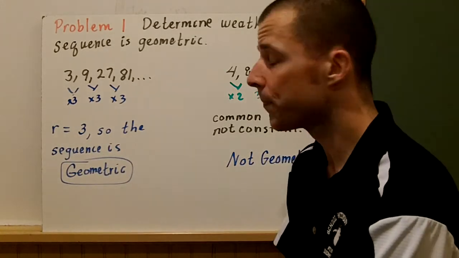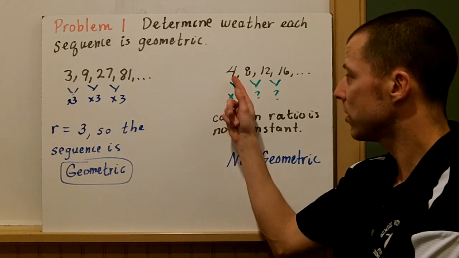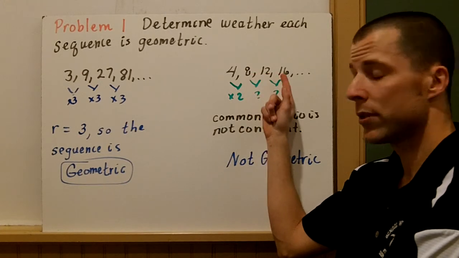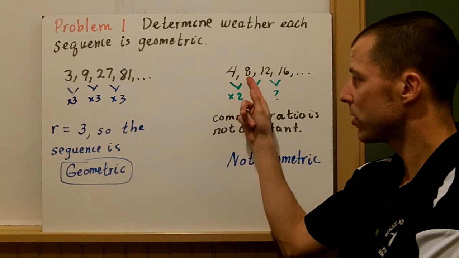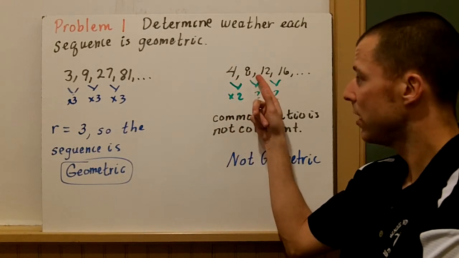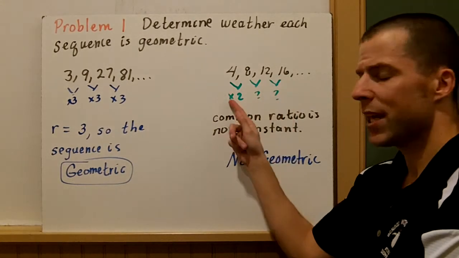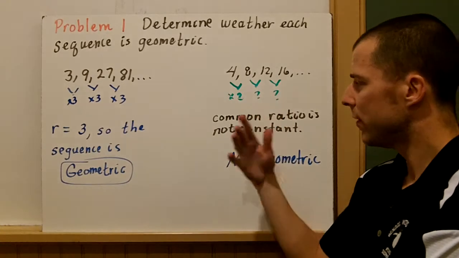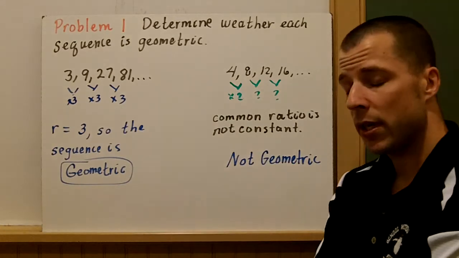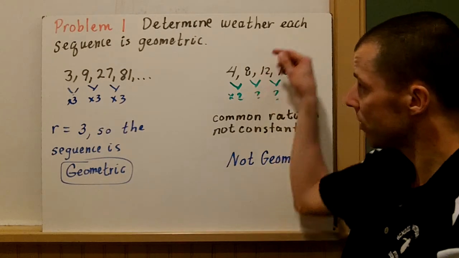So that's geometric. Now 4, 8, 12, 16. Okay. Each one of these, it looks like 4 plus 4 is 8, 8 plus 4 is 12, 12 plus 4 is 16. So I try to multiply. 4 times 2 is 8, but 8 times 2, does that give me 12? It doesn't. 8 times 2 would give me 16. So I just put question mark, question mark. The ratios are not all the same. And if that's the case, you don't have a geometric sequence. This would actually be arithmetic because you take the previous term and add 4. So that's not geometric.